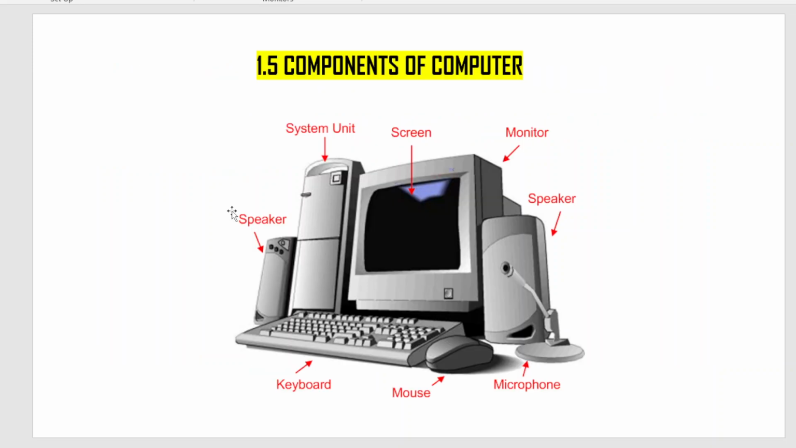If we talk about the components of a computer, can you see that picture? Can you tell me what the components of a computer are? Here we can see the screen, that means the monitor, the speakers, system unit, microphone, mouse, and keyboard. Those are the components of the computer.